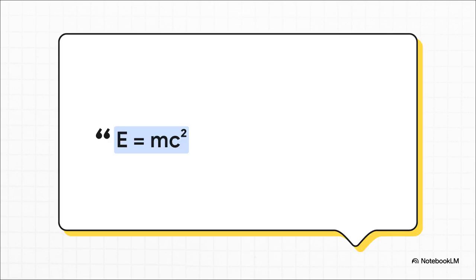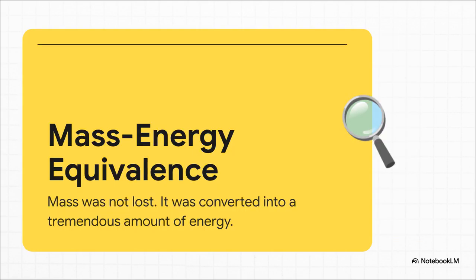The answer is right here, hidden in these 5 elegant little characters. E equals mc squared. It's probably the most famous equation in all of history, and it is the key that solves our entire case. And here's the mind-blowing part. The mass wasn't lost at all. It was converted. Einstein's incredible insight was that mass and energy are really just 2 different forms of the same thing. That tiny bit of missing mass transformed into a huge burst of energy when those protons and neutrons all came together to form the nucleus.